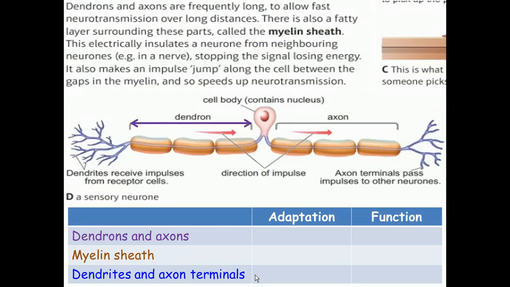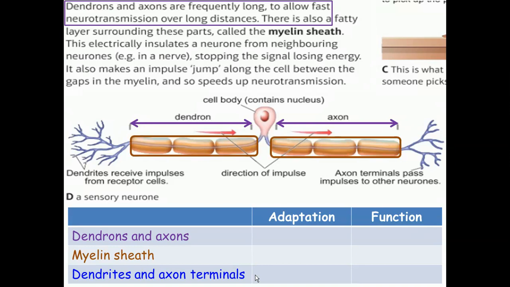Well, first of all, if you look at the dendrons and the axons, they are long. And because they are long, they allow fast neurotransmission to occur over long distances. Neurons also contain a myelin sheath, and that myelin sheath is a fatty layer that insulates the neuron to stop it from losing energy.